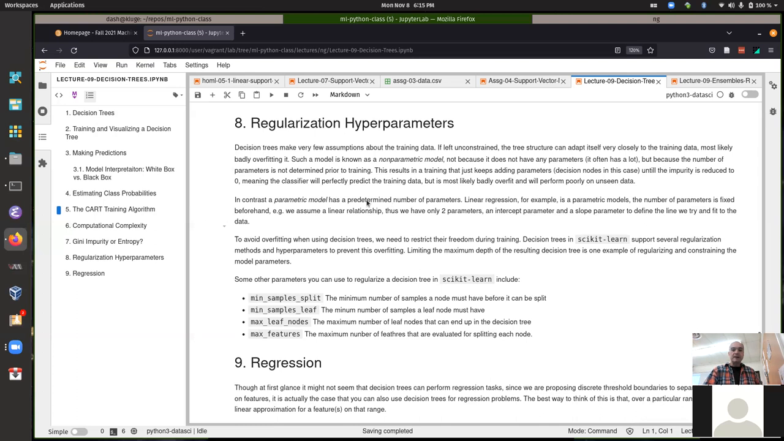A parametric model has a predetermined number of parameters. So like linear regression, the number of parameters is fixed because we assume the linear relationship. If we have a single feature, then there are going to be exactly two parameters, the slope and intercept.